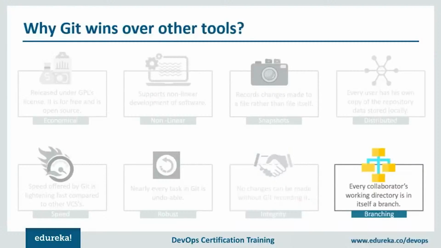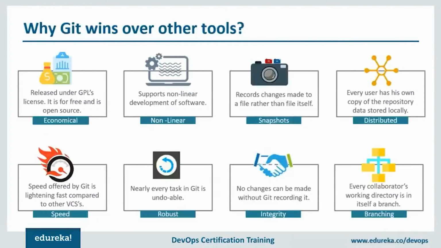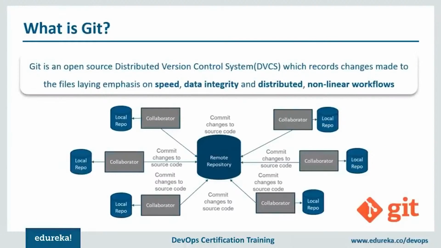And finally, in the list, we have branching. Git offers branching, so every collaborator's working directory in itself is a branch. So Git offers non-linear development, that is parallel development, and it also offers branching. So guys, these were some features of Git because of which Git wins over the other tools. Now that I've told you so many features about Git, let me tell you what exactly Git is.